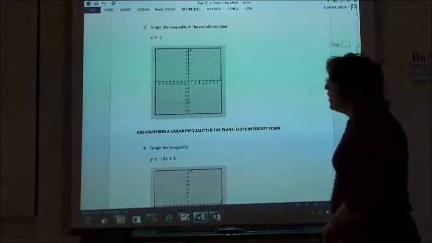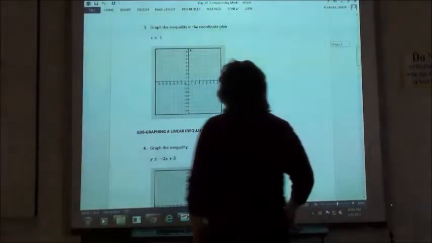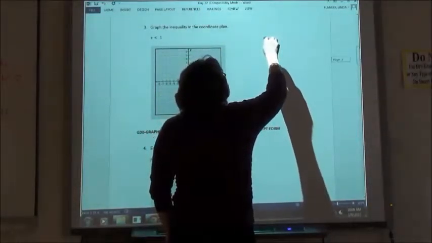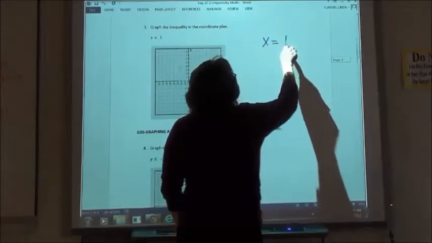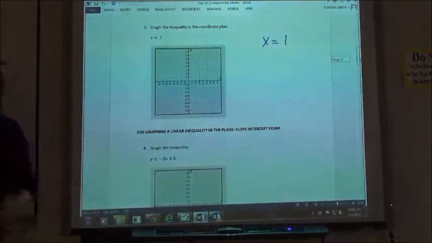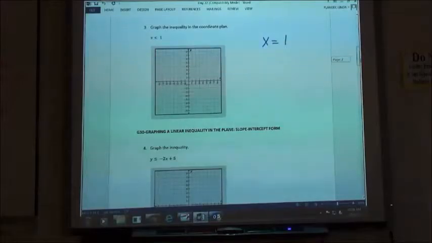So number 3 says graph the inequality for x is less than 1. If I'm going to graph x is less than 1, I'm going to start by graphing x equals 1. Am I going to have a vertical or a horizontal line? Vertical. It's going to go vertical.